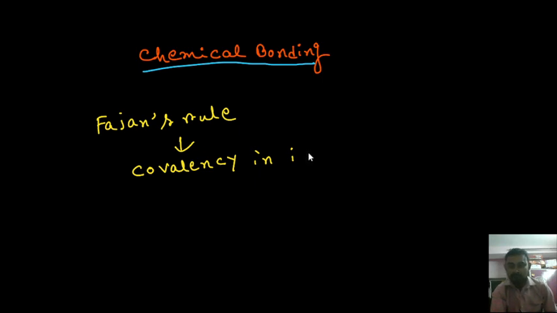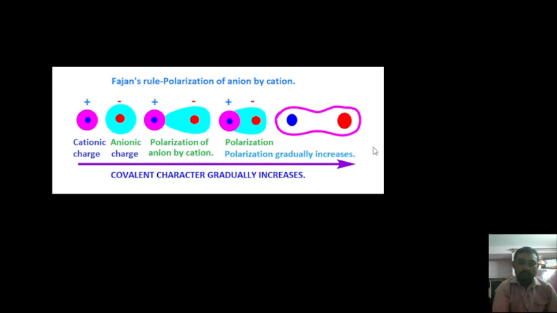But in ionic bond formation, one atom donates an electron and forms the cation, and another atom accepts this electron and forms the anion. So covalency in ionic compounds is generated by Fajan's rule. From the pictorial description, suppose I am taking one cation.